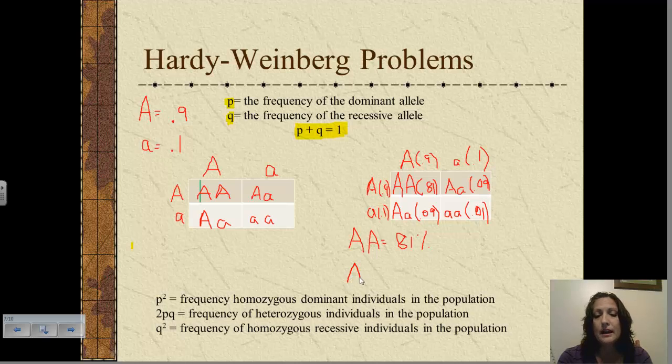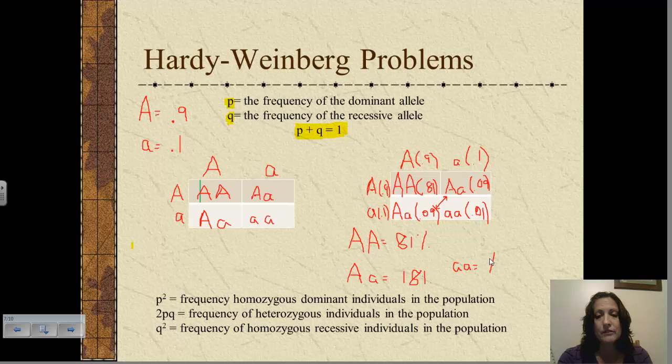Now, for big A, little a, we're going to have to use another rule of probability, and that's when an event can happen in multiple ways. We can have a big A, little a, if mom donates the big A and dad donates the little a, but we can get a big A, little a in another way, if dad donates the big A and mom donates the little a. So here what we do is take the sum of these two. The probability of this happening plus the probability of that happening, so we take the two together, and that's going to be 18% of the individuals being big A, little a. And then finally our little a, little a population would be 1%.